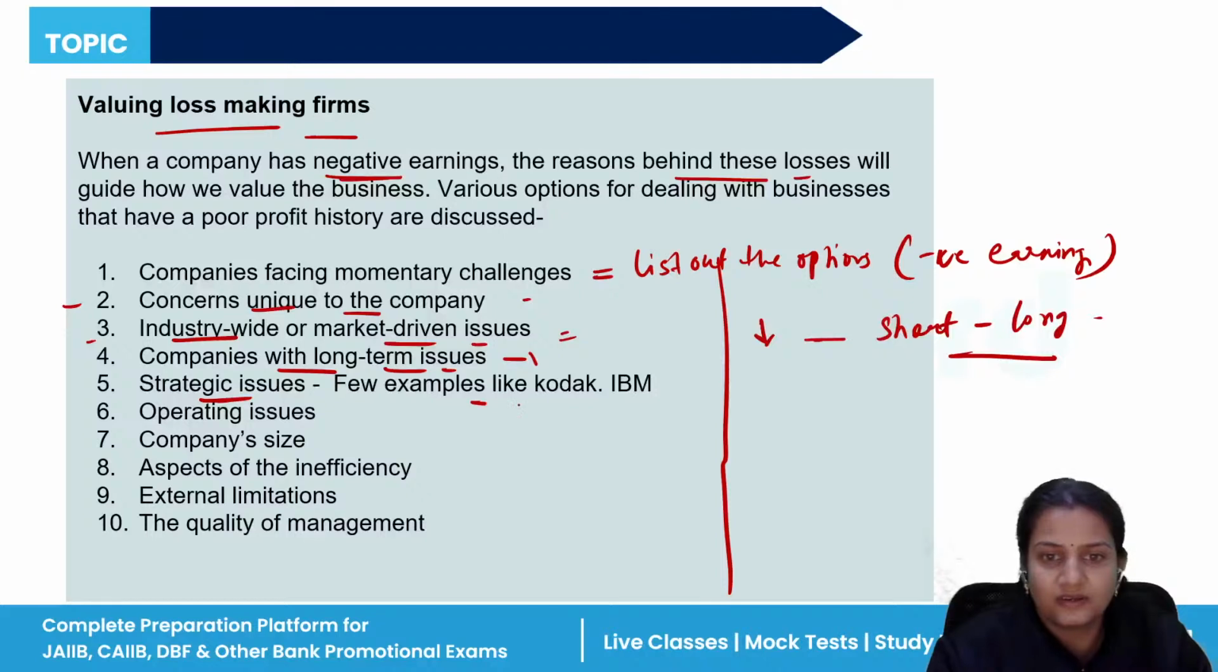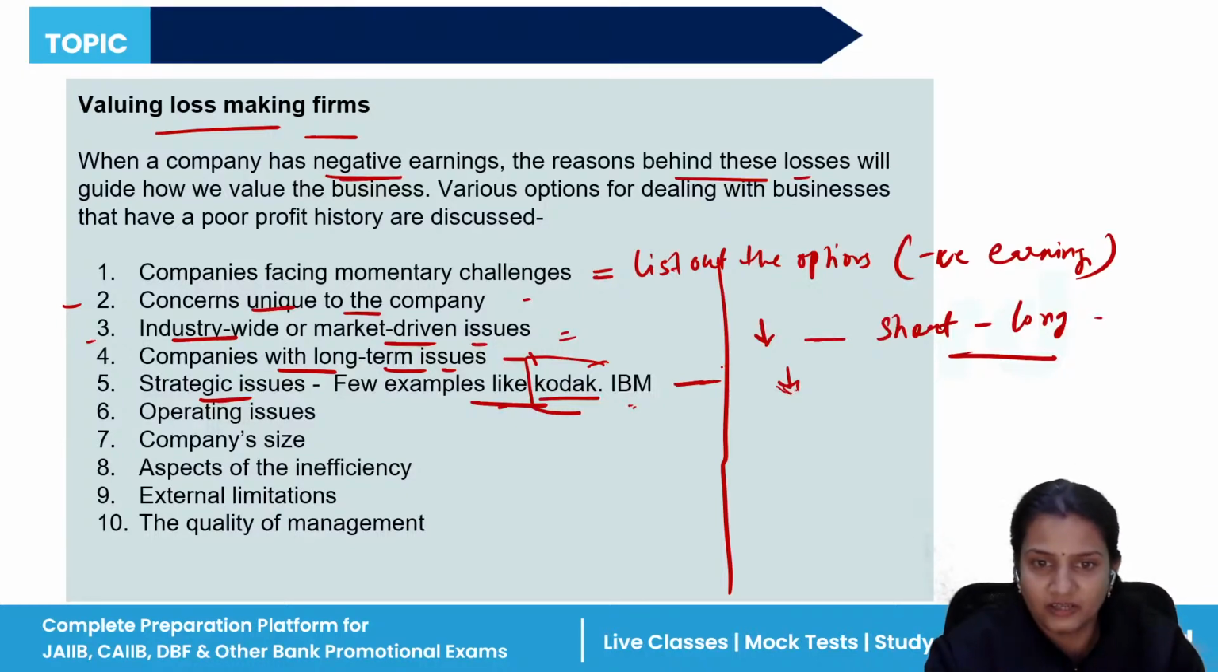Now, strategic issues. There is the case of Kodak, where you will see how this company fell down, and how the IBM company fell down. Microsoft purchased the IBM company. So they fell down because of strategic issues. They had not formulated their correct strategy or the correct plans, and in this way, companies that are at a high level suddenly fall down with one or two mistakes.